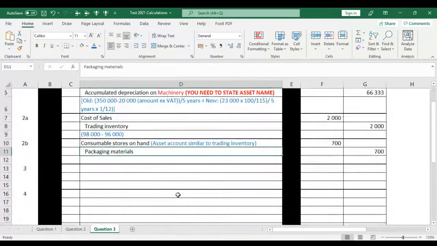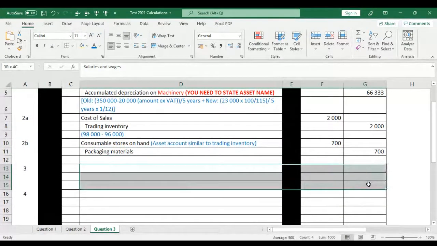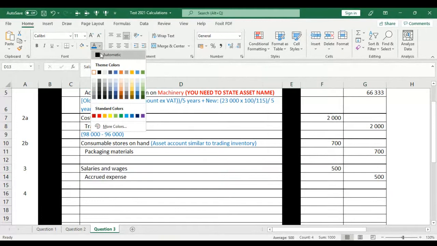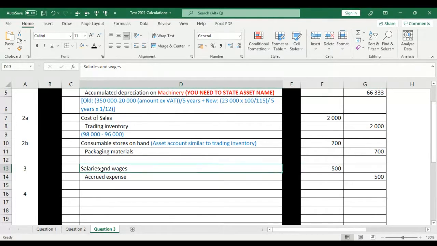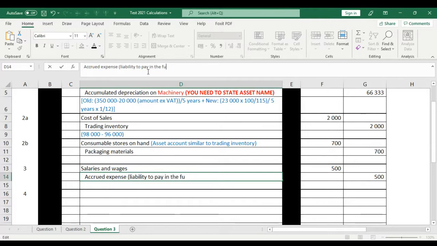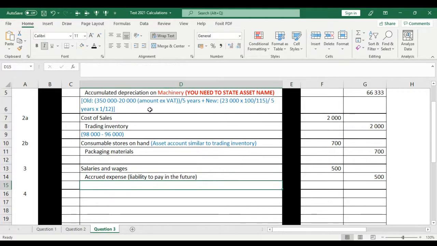Then the next transaction was the salaries and wages, which we need to accrue for. So we have accrued the expense already in the month, but we haven't paid it. So we debit the salary and wages to reflect the correct expense for the year, and then we credit the accrued expense to show the liability that we'll have to pay in the future. Okay, so that's salaries and wages.